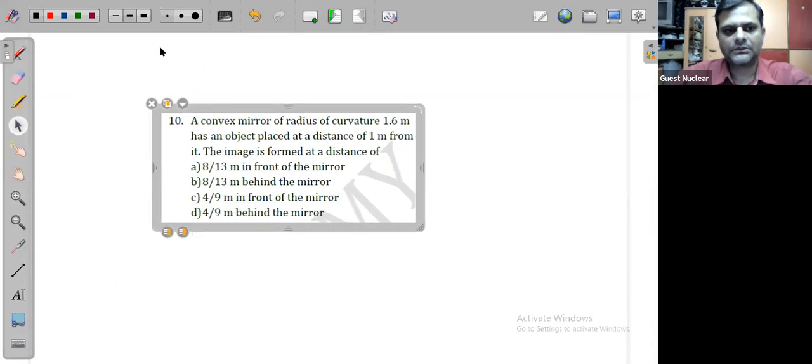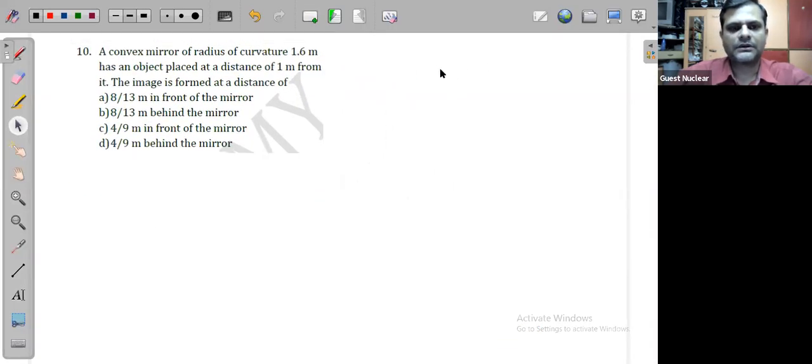Just read the question. A convex mirror of radius of curvature 1.6 meter. Okay, so R is given to be 1.6 meter. It has an object placed at a distance of 1 meter from it. The image is formed at a distance of... Okay, that means suppose this is the convex mirror.